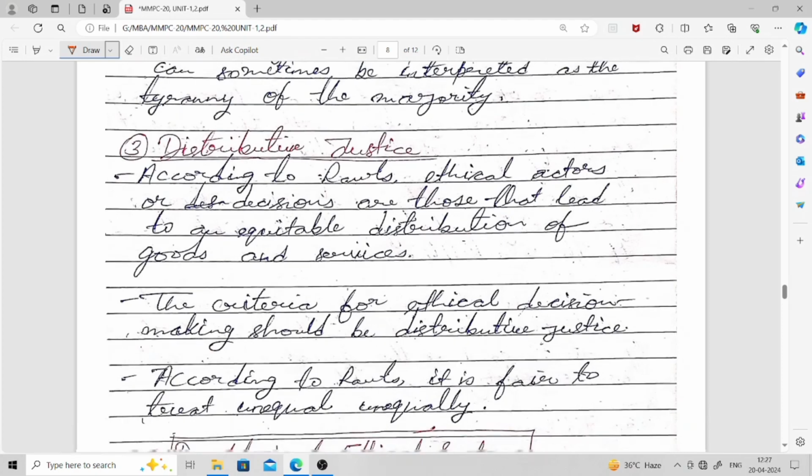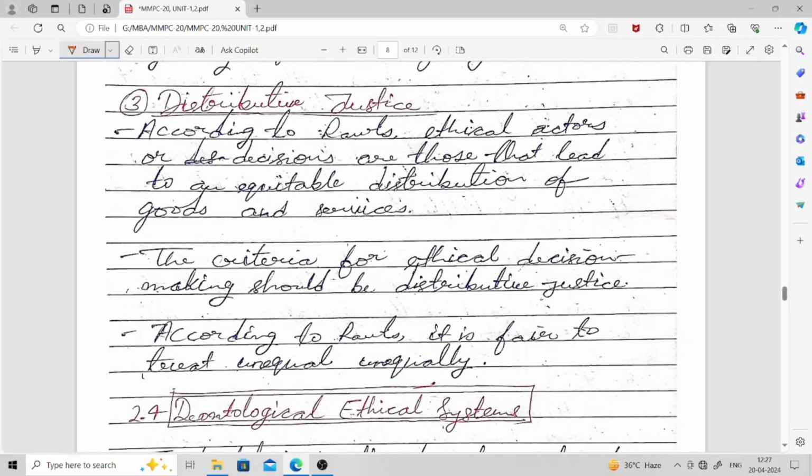Third one given, distributive justice. According to Rawls, ethical actors or decisions are those that lead to an equitable distribution of goods and services. It means if equitable distribution of goods and services is present, then that is ethical. Okay.